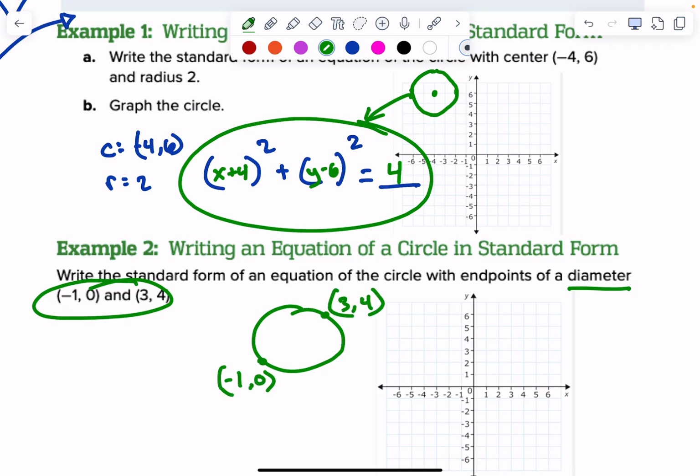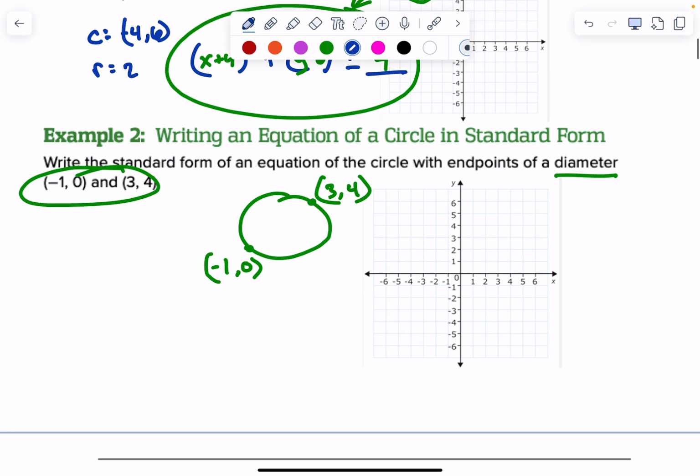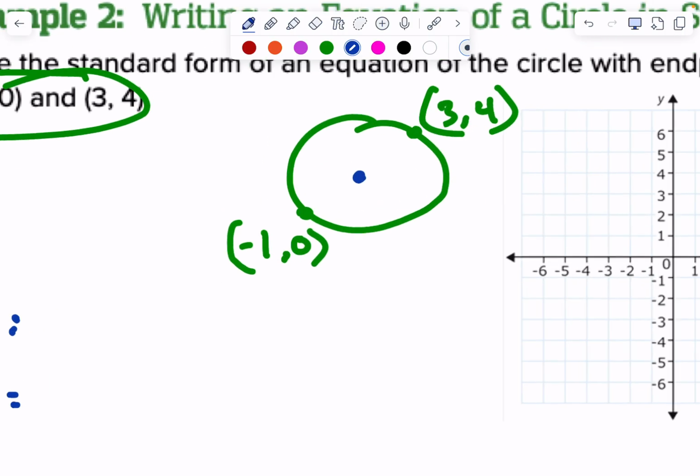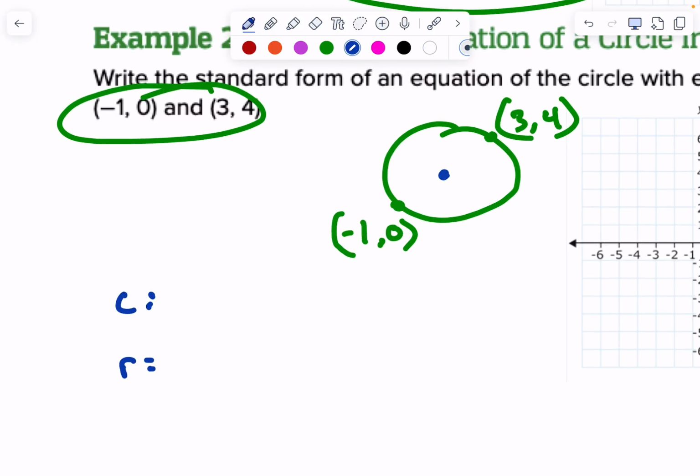The two things that I need for the equation of a circle are what? Center and radius, right? How do I find the center of that? You did this on your homework assignment last section. The average. It is the midpoint. It is the average.